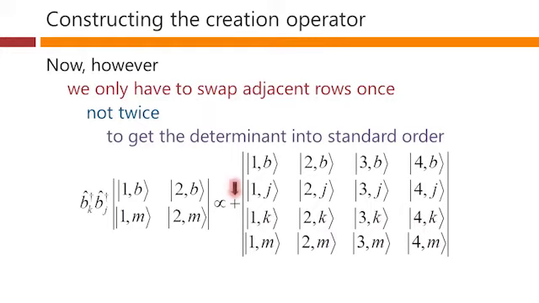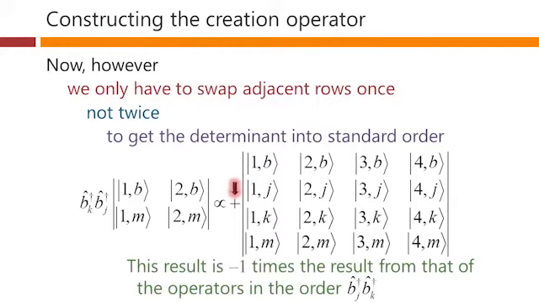So now the result of operating in the opposite order here with the bk dagger after the bj dagger gives us a plus sign in here and the same determinant. So this result is -1 times the result from that of the operators in the other order, that is with bk dagger first and bj dagger second.